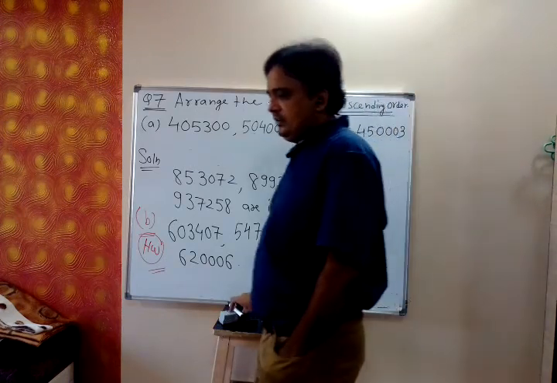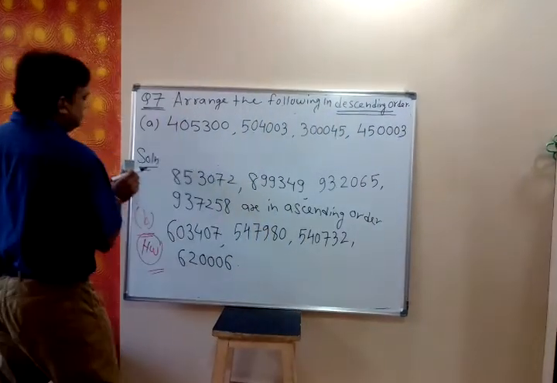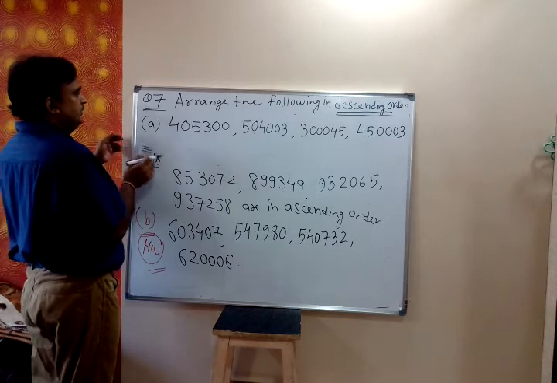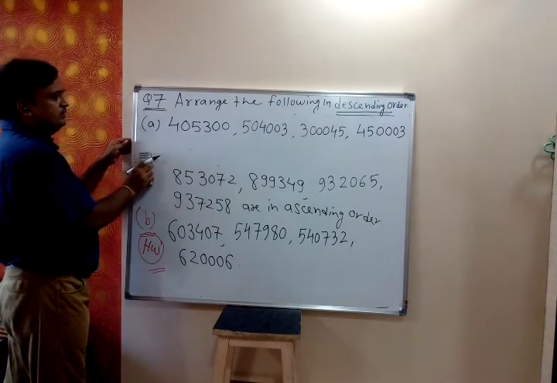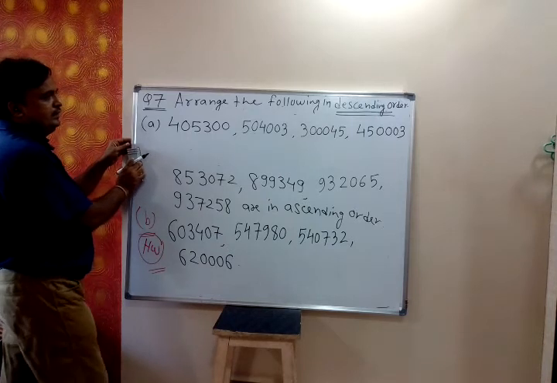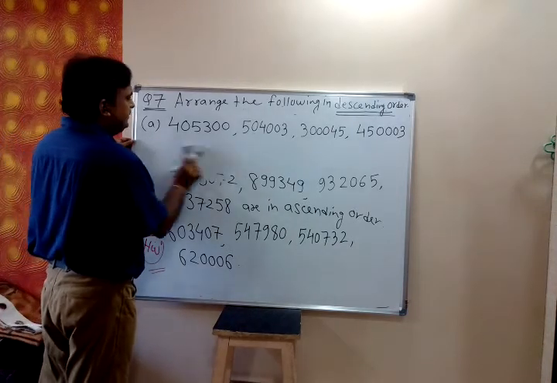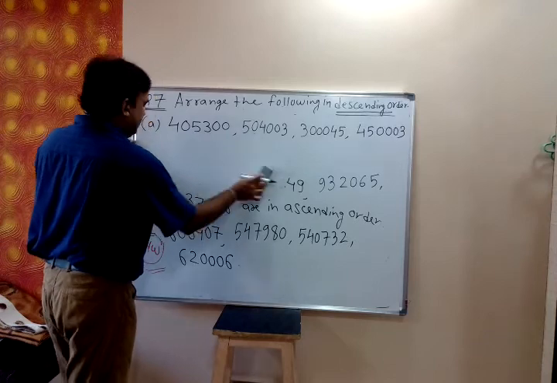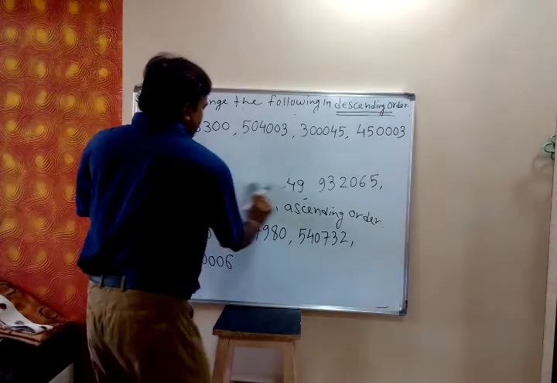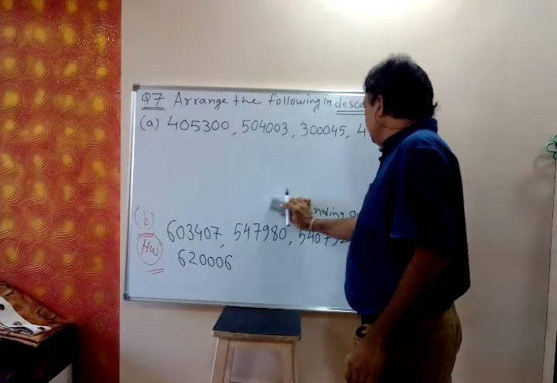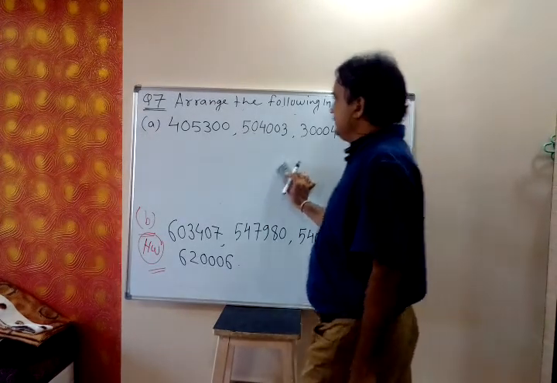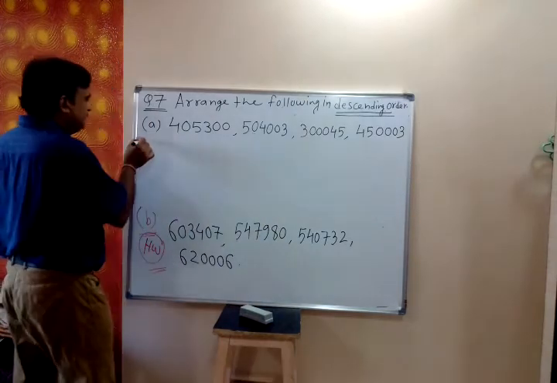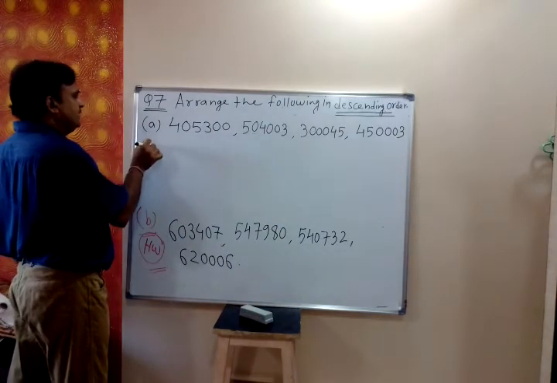You have to write them in decreasing order. Yes, decreasing means descending order, which means bigger to smaller. You have to compare the digits.